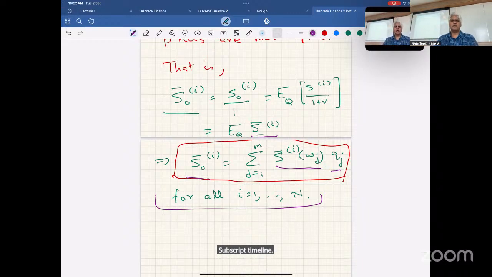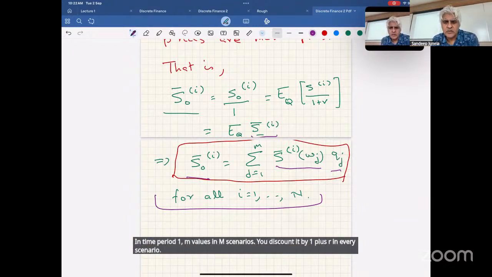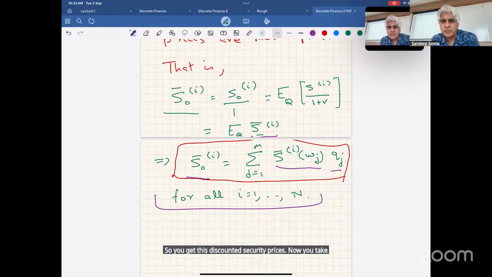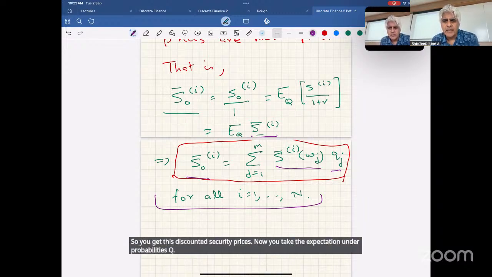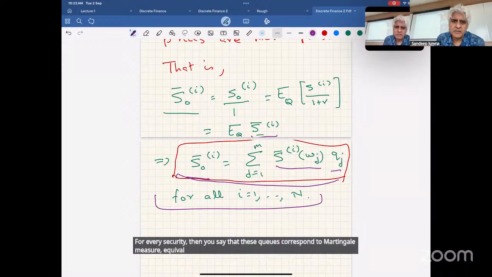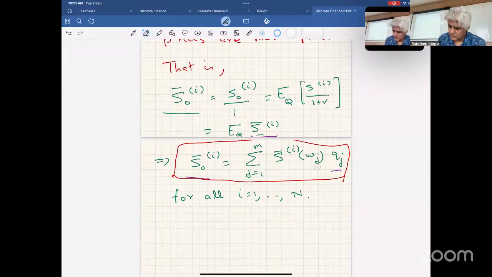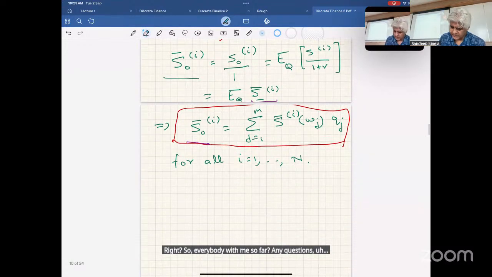Okay, so you have prices of security i in time period 1, m values in m scenarios. You discount it by 1 plus r in every scenario, so you get these discounted security prices. Now you take the expectation under probabilities q. And if you have this martingale relationship for every security, then you say that these q's correspond to a martingale measure. Equivalent martingale measure or risk neutral measure mean the same thing. Right? So everybody with me so far? Any questions? All right, so that was just a definition.